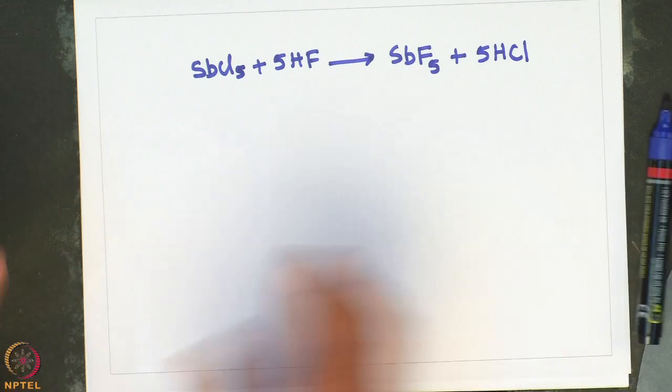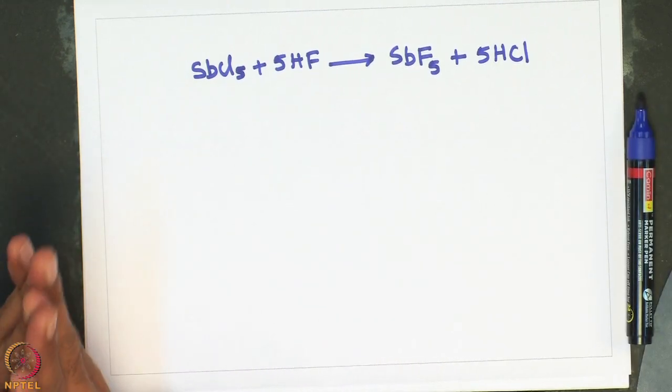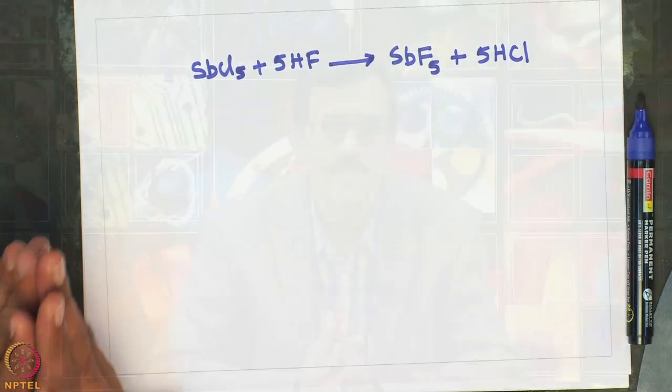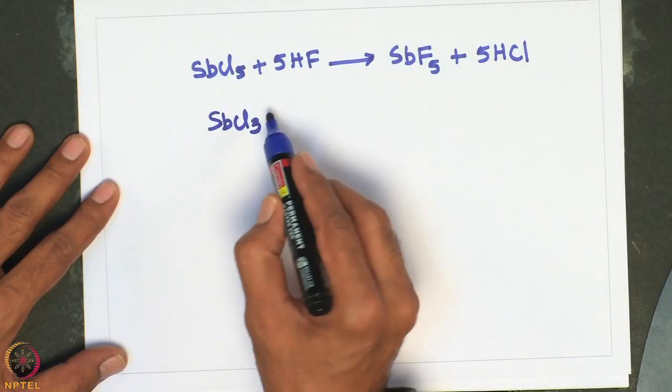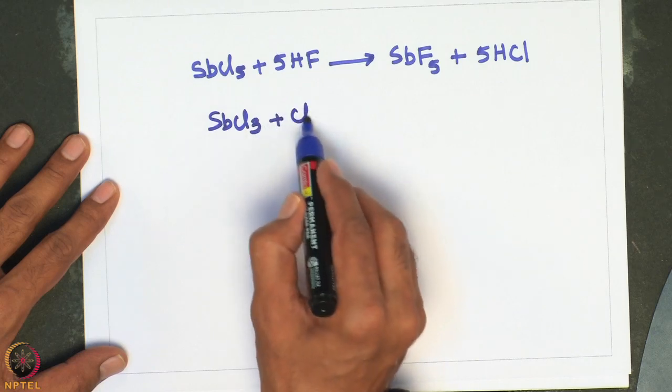So, in the solid state, SbF5 is tetrameric, and the presence of Sb-F-Sb bridges accounts for the very high viscosity of the liquid. Antimony pentachloride can be prepared from the elements or by reacting SbCl3 with Cl2.